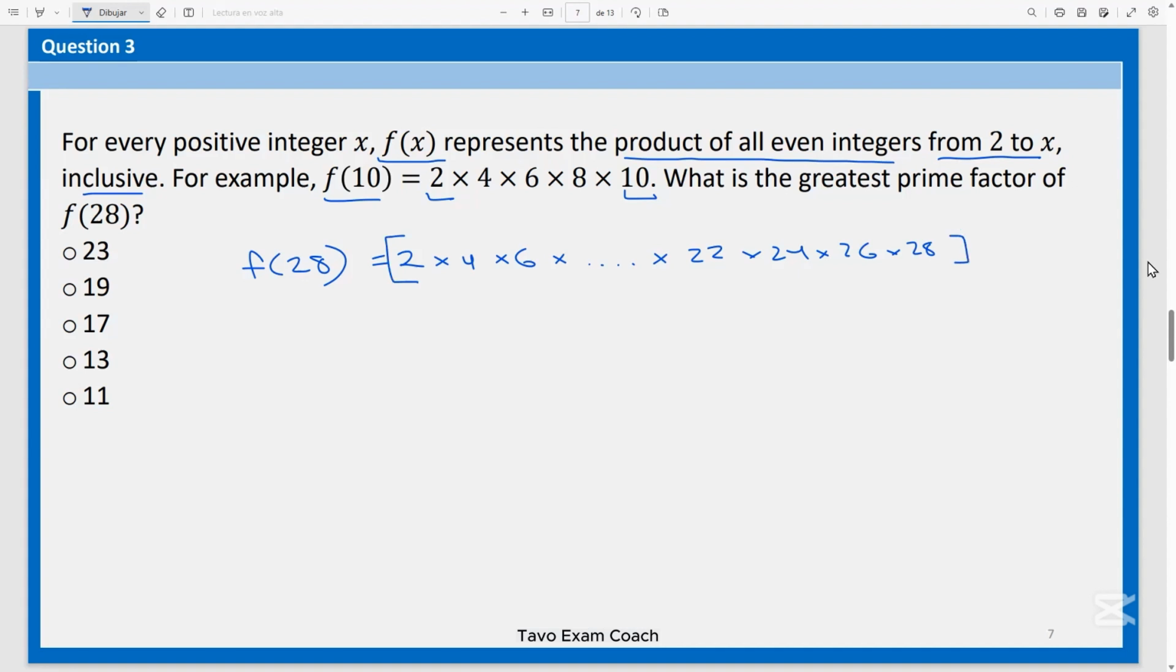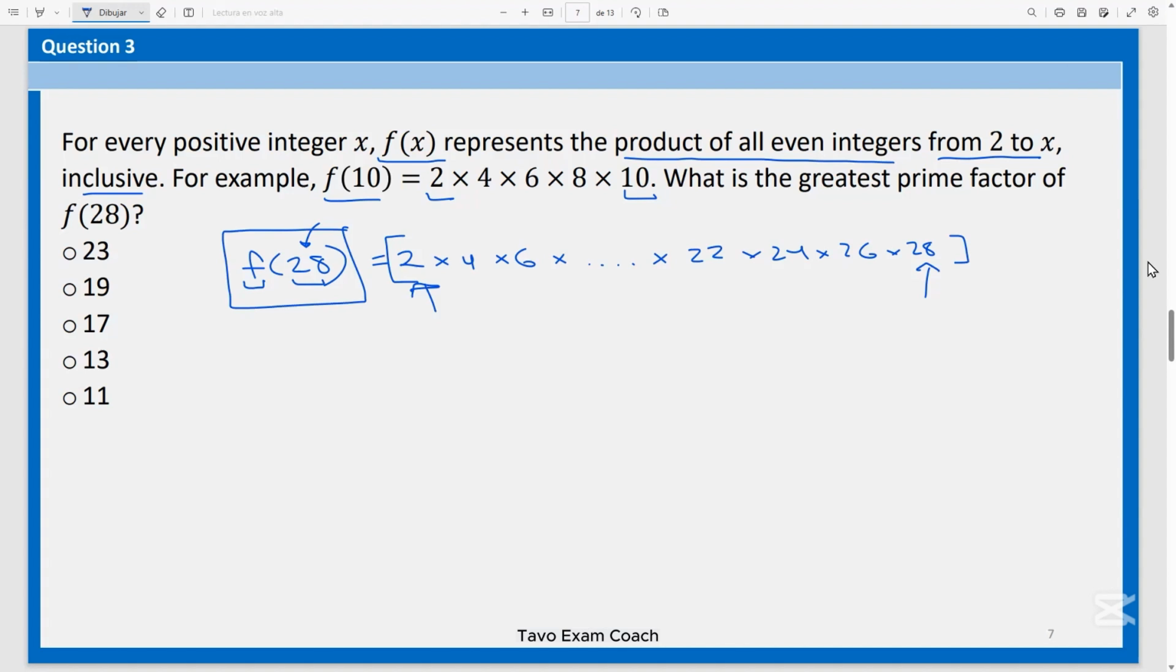Since we agreed that an expression like this, where you see the name of the function and some input between parentheses, means to replace that input, whatever it may be, a numerical value or an algebraic expression, in the definition of the rule. Since it says f of x represents the product of all even integers from 2 to x, this means the product of all even integers from 2 to 28. But this is a huge number. And of course, a product of many integers has a lot of prime factors. Why? Because each integer has a number of prime factors itself.